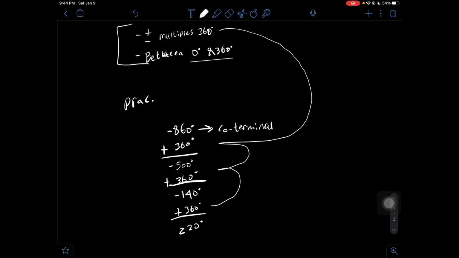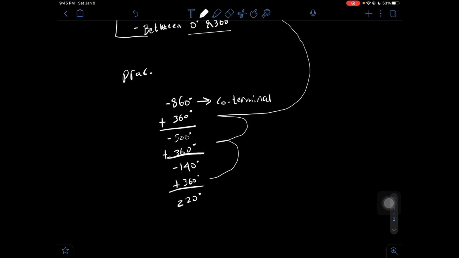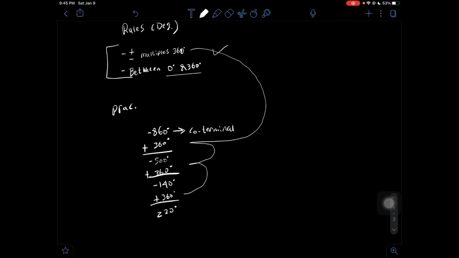Now, we have already satisfied step 1, which was adding multiples of 360. Now we need to make sure that we have satisfied step 2 as well. Step 2 says that our coterminal angle must be between 0 and 360 degrees. Well, 220 is greater than 0 and less than 360 degrees, meaning that we have satisfied both rules, and that 220 degrees is the coterminal angle of negative 860 degrees.